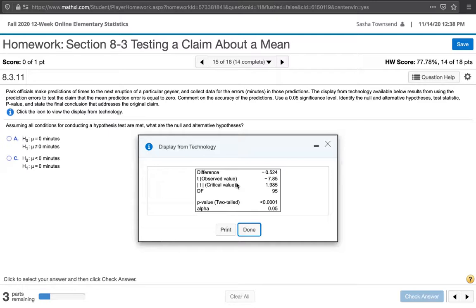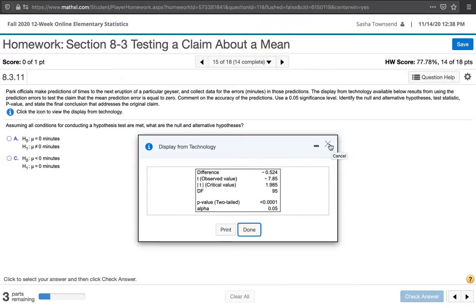They give us a p-value. They're using lowercase p, but we have tended to use capital P for this. For the two-tailed test, we're told that the p-value is less than 0.0001. And the alpha value was the same as the significance level here. It's 0.05. So we've got that. We're going to use that to answer this question.